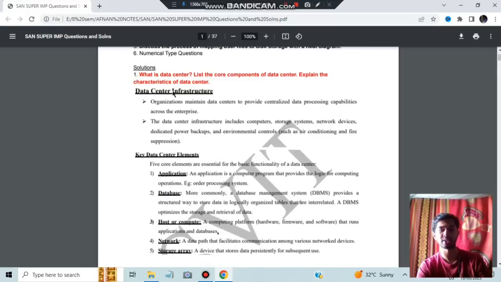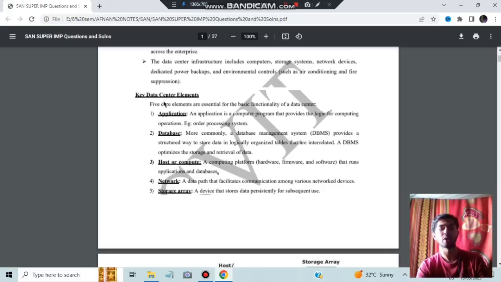What is the data center infrastructure? This is given here, you can go through it. What are the key data center elements? Five are there: application, database, host or compute, network, and storage array. Application is the app in which you are running, or the software, whatever the thing you will be doing, it will be having a software, right? That is what is called application. Database is a temporary storage.